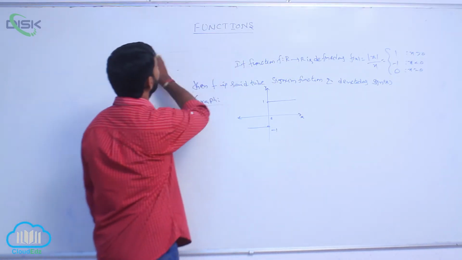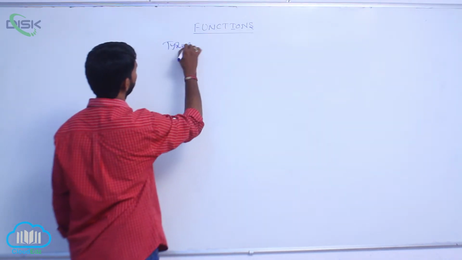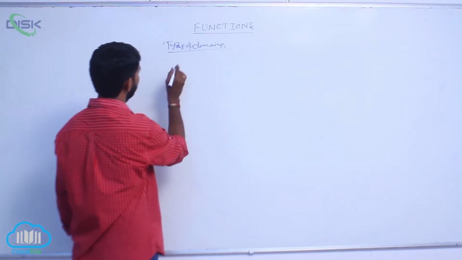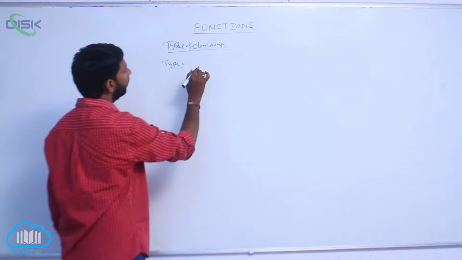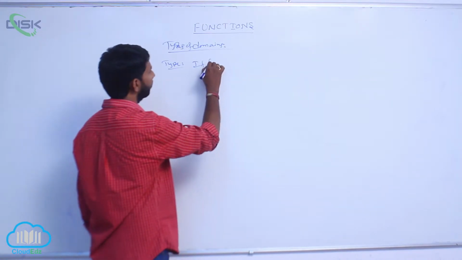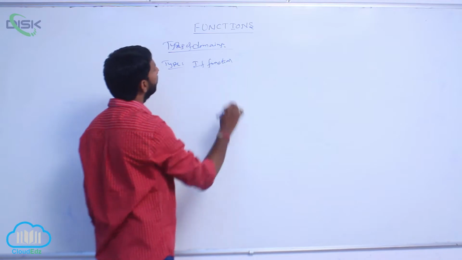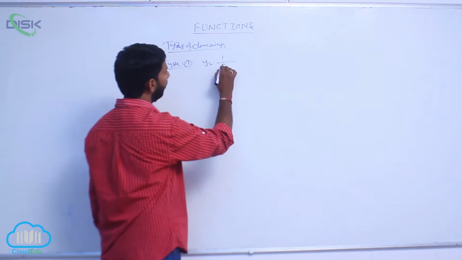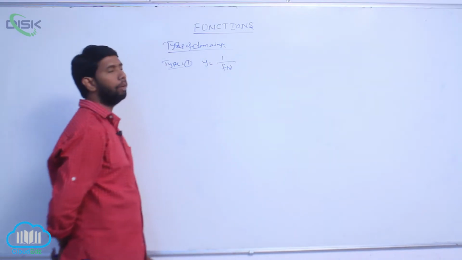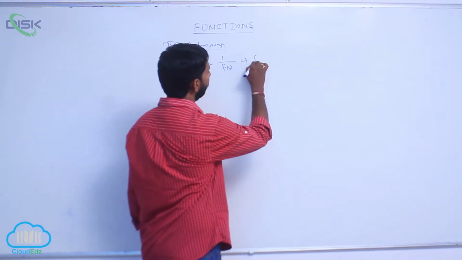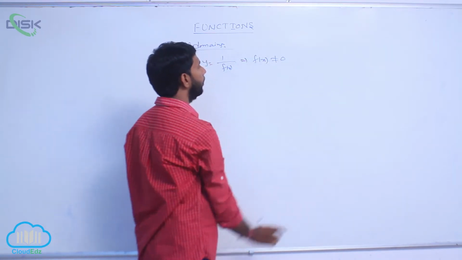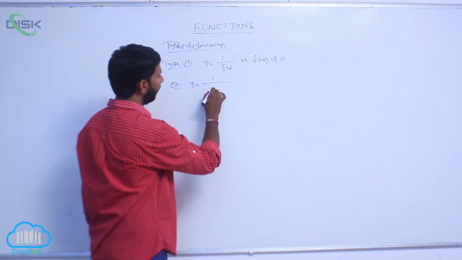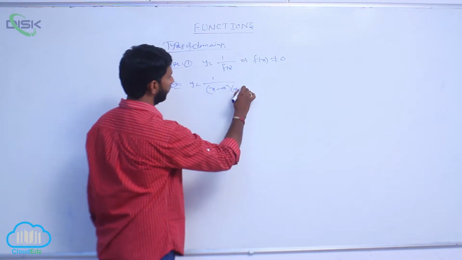And next one, types of domains. Type 1. If any function is of the form y is equal to 1 by f of x, that implies f of x not equal to 0. Then one example is y is equal to 1 by x minus alpha into x minus beta.